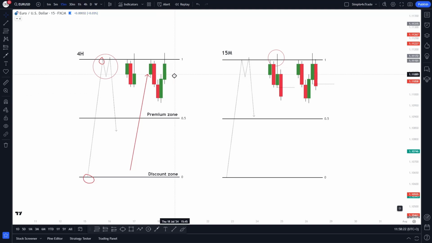We have two bullish candles which collect this liquidity, and here we can find an entry on the 15 minutes time frame. Let's move on to the entries on the 15 minutes time frame. This is how the entry should look on the 15 minutes time frame. This is exactly the same thing that happens on the 4-hour time frame.